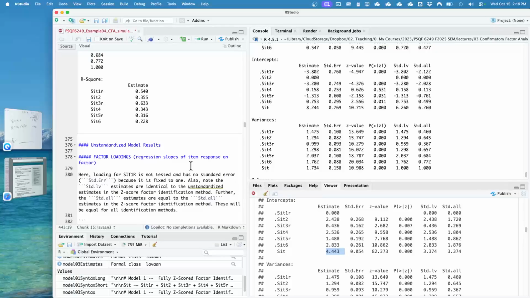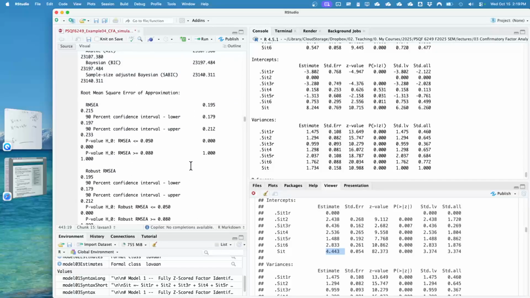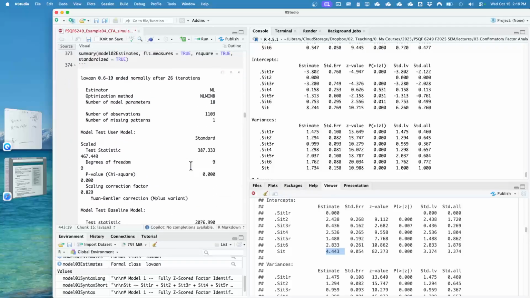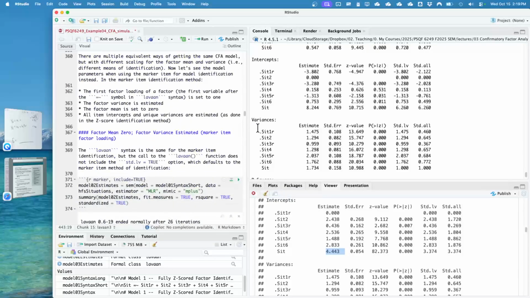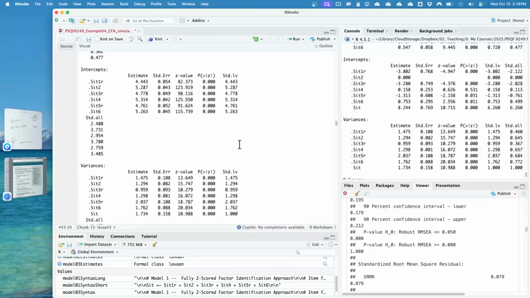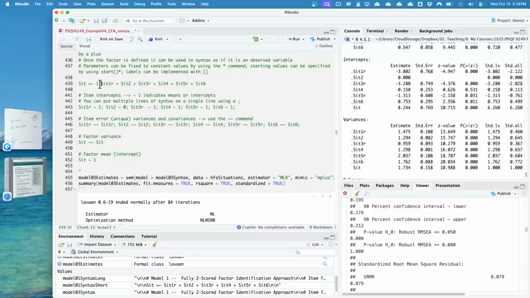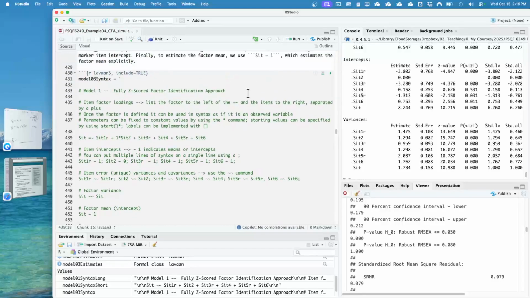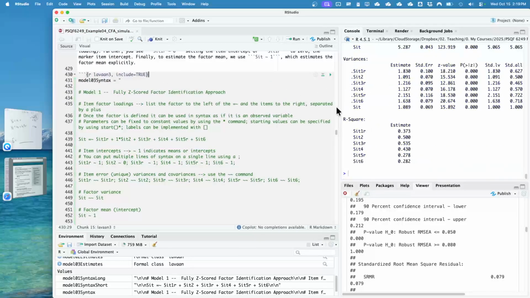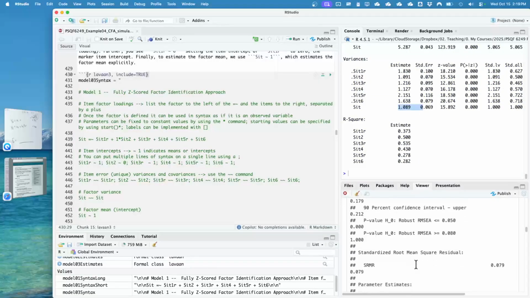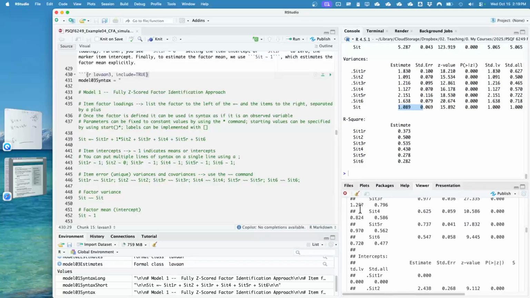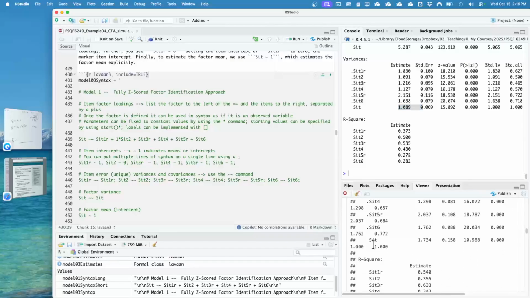Now let me show what happens with the variance, okay? So I change this first item to the second item. Now our factor variance is 1.8089, whereas before the factor variance was, here it is, 1.734.